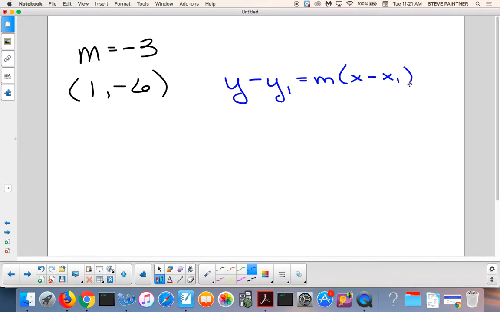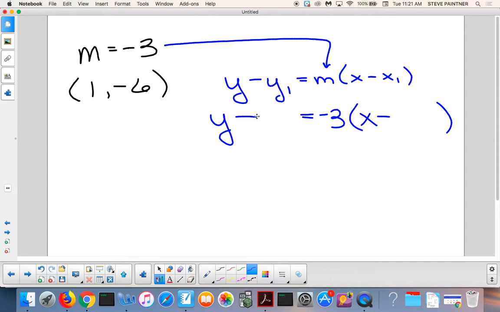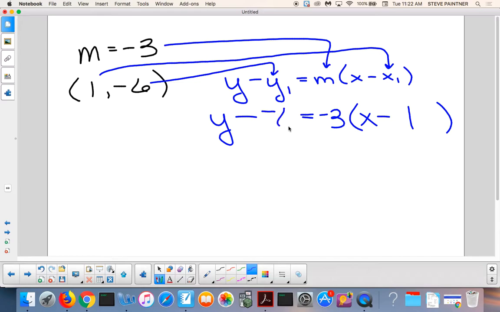Okay, so here's what you do. You fill in what you know. This is what I was saying. It's easy to plug numbers in. So what would you plug in for m? -3. Yep. X minus something, y minus something. What's the x1 going to be? 1. Right here. And what goes in for y1? -6. You just put 6. You can put plus if you want to. I just put the minus so you see it.